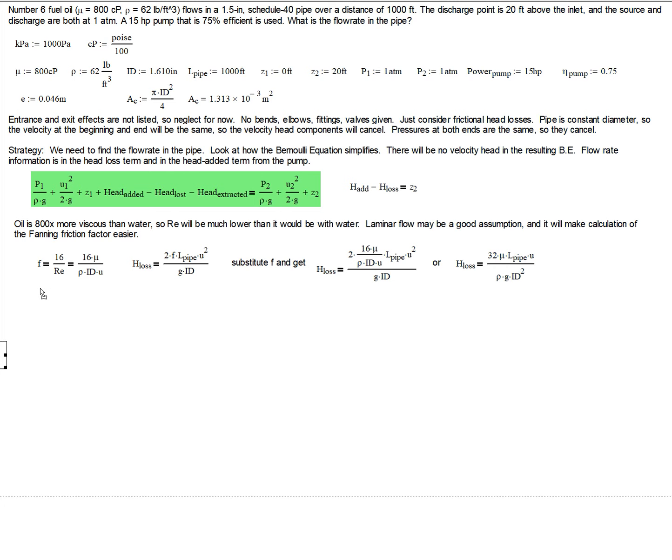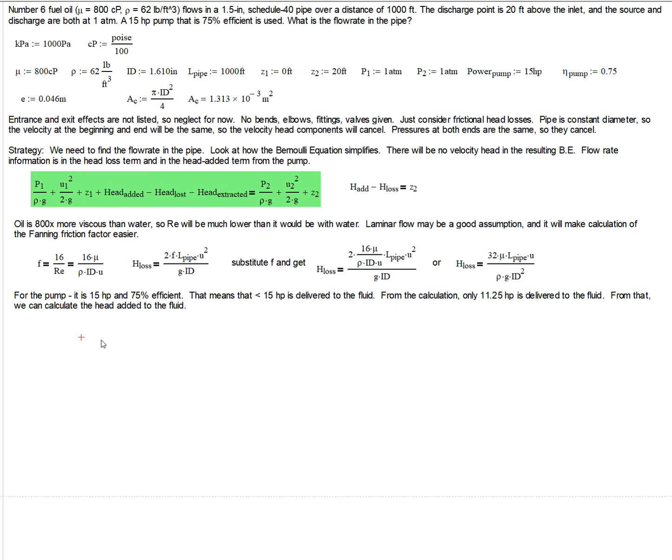Now the pump is 15 horsepower, right, and 75% efficient. But what that means is that less than 15 horsepower is delivered to the fluid, right? So if we do this calculation, the power that is actually delivered to the fluid is the power the pump is rated at times our efficiency. So only 11.25 horsepower is added to the fluid, right?